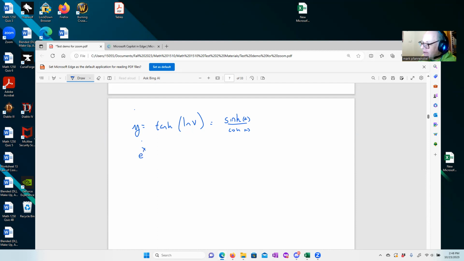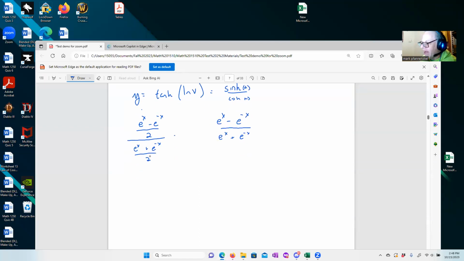Hyperbolic sine is e to the x minus e to the minus x all over 2. And then hyperbolic cosine is e to the x plus e to the minus x all over 2. Go ahead and simplify this out. We're going to have e to the x minus e to the minus x all over e to the x plus e to the minus x. And what's the argument we actually want to use? We want to use the natural log of v. So we have e to the ln v minus e to the negative ln v divided by e to the ln v plus e to the negative ln v.